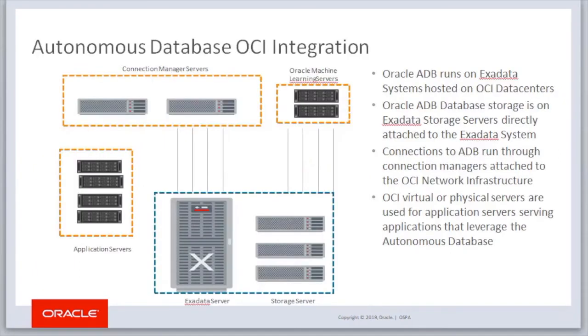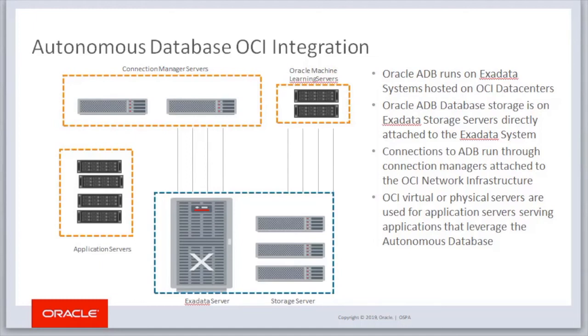As previously discussed, Oracle Autonomous Database runs on Exadata systems hosted on Oracle Cloud Infrastructure data centers. Oracle Autonomous Database storage is on Exadata storage servers, which are directly attached to the Exadata compute nodes. A complete autonomous ecosystem also consists of dedicated OCI servers that run the Oracle Machine Learning environments. Oracle Machine Learning environments can be accessed from the Autonomous Database Cloud Console or directly through the URL provided when an OML user gets provisioned.